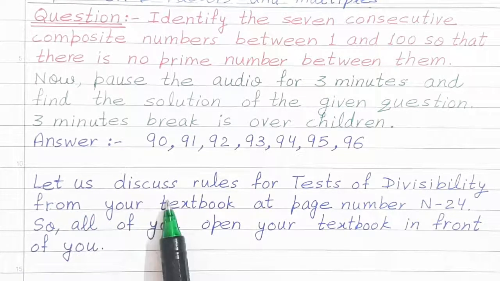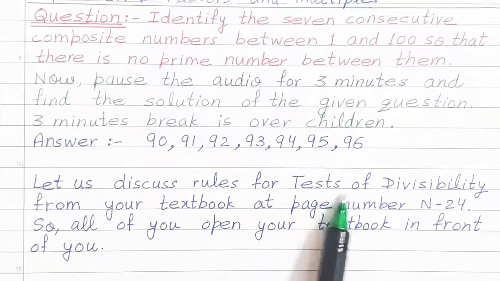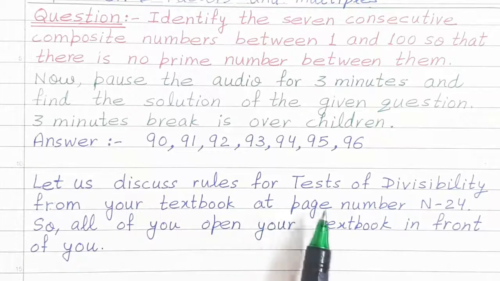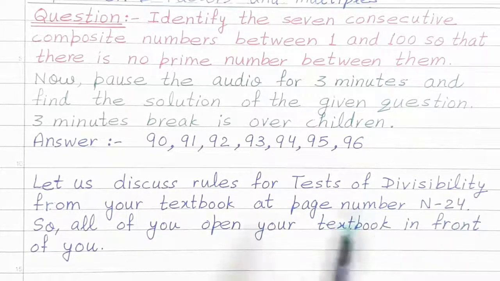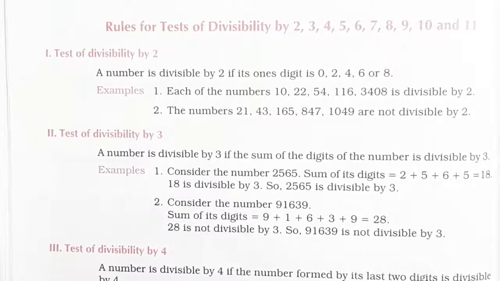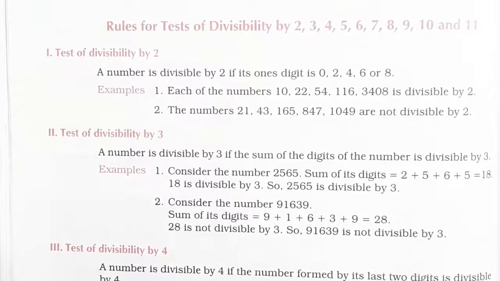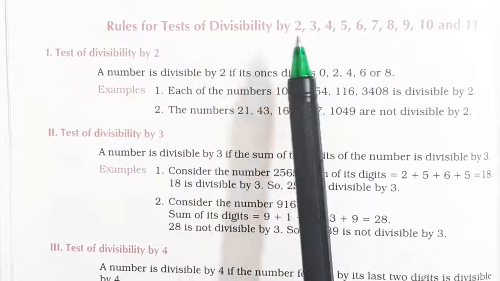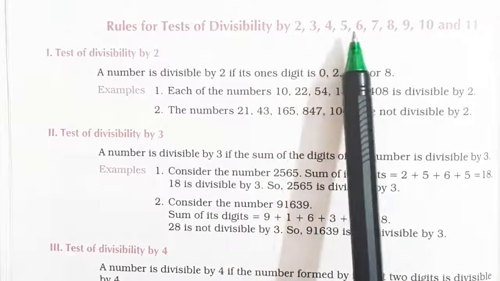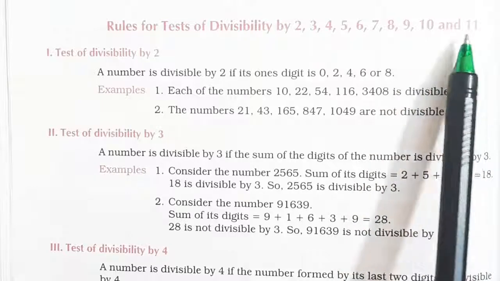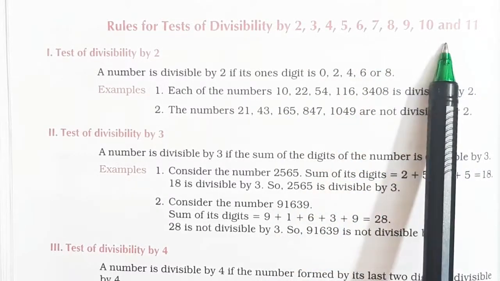Now let us discuss rules for test of divisibility from your textbook at page number N4. So all of you open your textbook in front of you. Children, I hope you all are ready. So let us start. Rules for test of divisibility by 2, 3, 4, 5, 6, 7, 8, 9, 10 and 11. Now let us discuss all of them one by one.